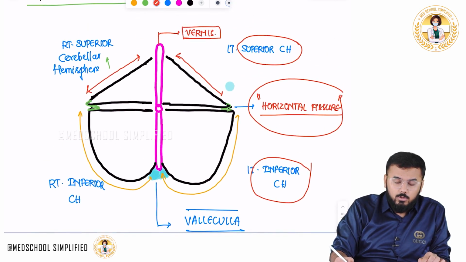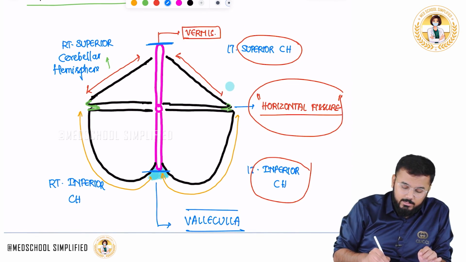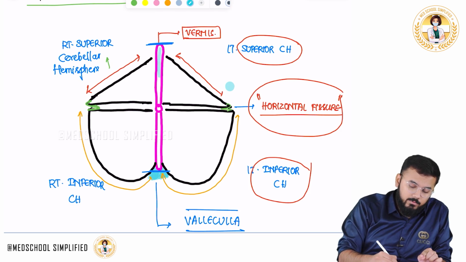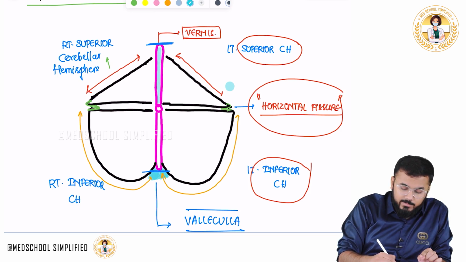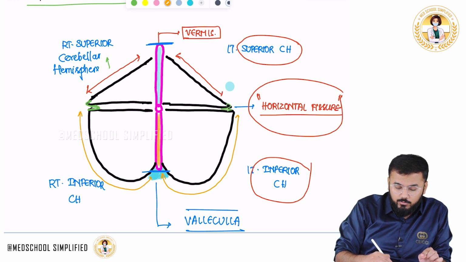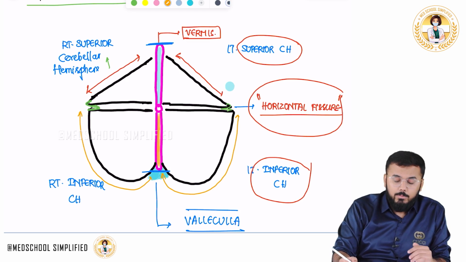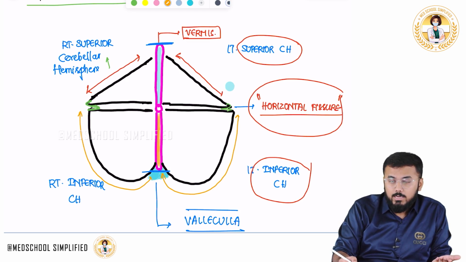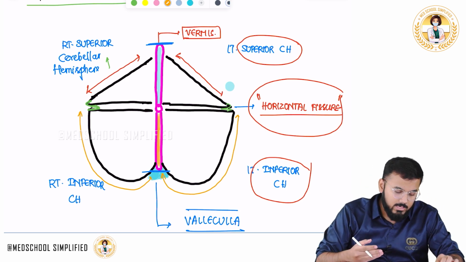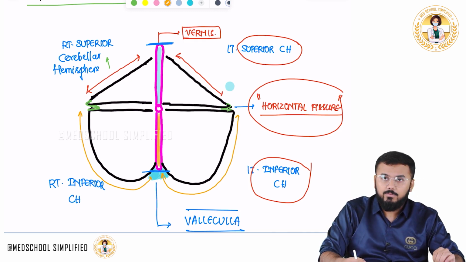Coming to the vermis, from the top, from here till here, this is called the vermis. But the vermis is divided into two parts. This part of the vermis is called the superior vermis, and this part down, which I am drawing right now, is called the inferior part of the vermis. Why? Because these are called superior cerebellar hemispheres, and these two are called inferior cerebellar hemispheres. So obviously the vermis should also be called the superior vermis as well as the inferior vermis.